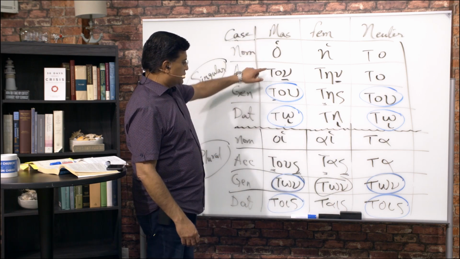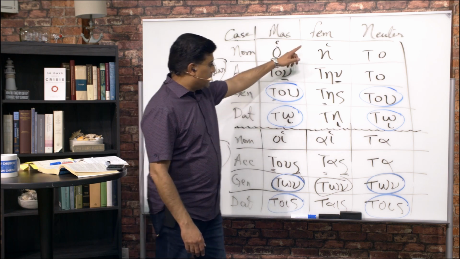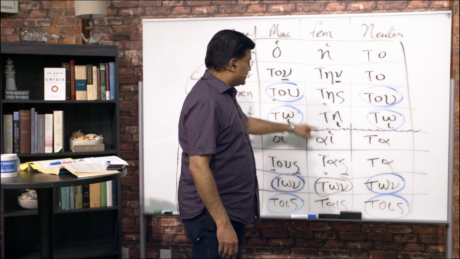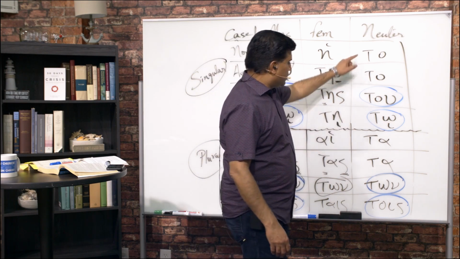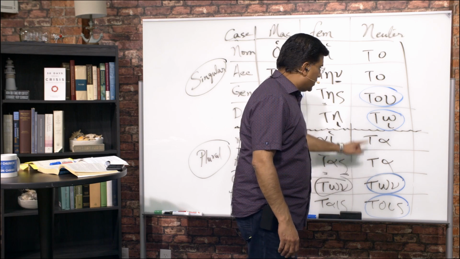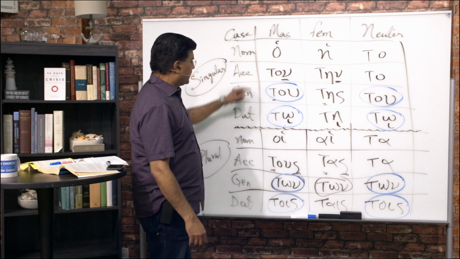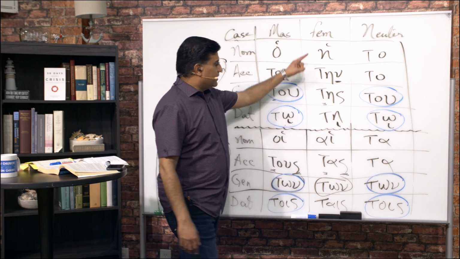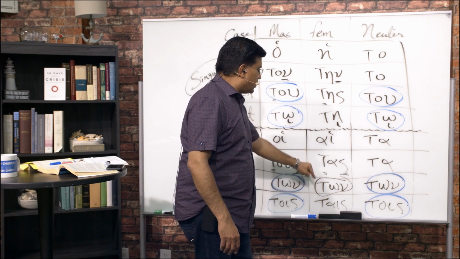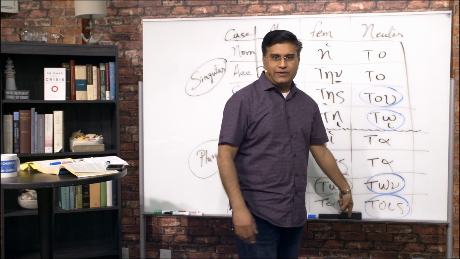Ho, hoi, ton, tous, tou, tōn, tō, tois. Hē, hai, tēn, tas, tēs, tōn, tē, tais. To, ta, tou, tōn, tō, tois. Let's try one more time. Ho, hoi, ton, tous, tou, tōn, tō, tois. Hē, hai, tēn, tas, tēs, tōn, tē, tais. To, ta, tou, tōn, tō, tois.